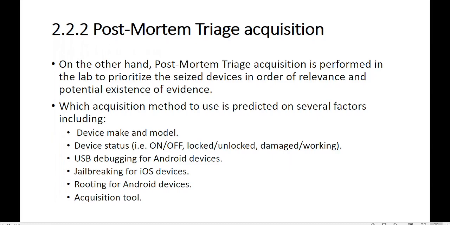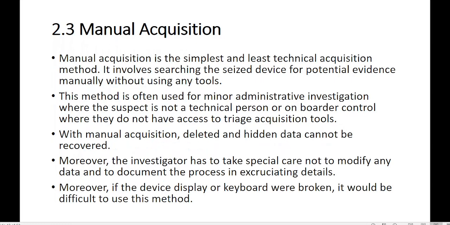Then the charge acquisition option. Manual is the normal one. You just go there and isolate the device, right? So it doesn't really require a lot of tools. It involves searching the seized device for potential evidence manually without any tools. So you just do it manually. Anyone can do it, right? But I'm not saying anyone. Here you have to use gloves. I think this one is based on the seizing of the device. Yeah, you can use this particular acquisition.